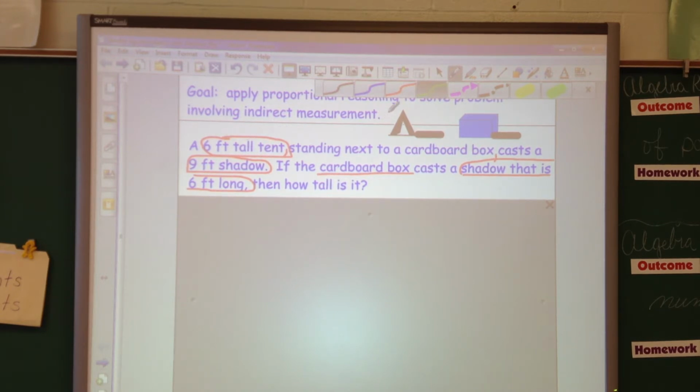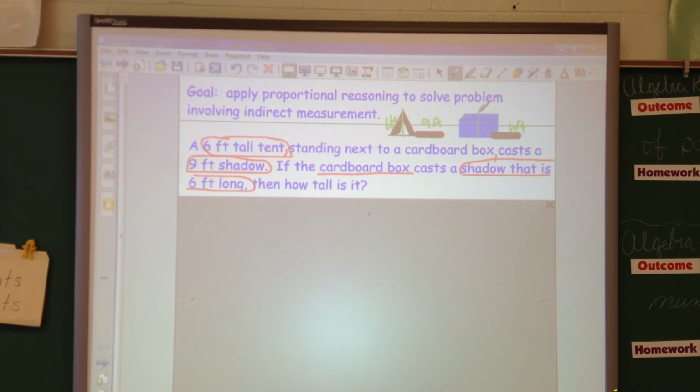Since I'm talking about a 6 foot tall tent, that means from here to here on the tent is 6 feet. And its shadow, right here, is 9 feet. And obviously this is not drawn to scale. And then a cardboard box has a shadow that's 6 feet, and it wants to know how tall is the box.